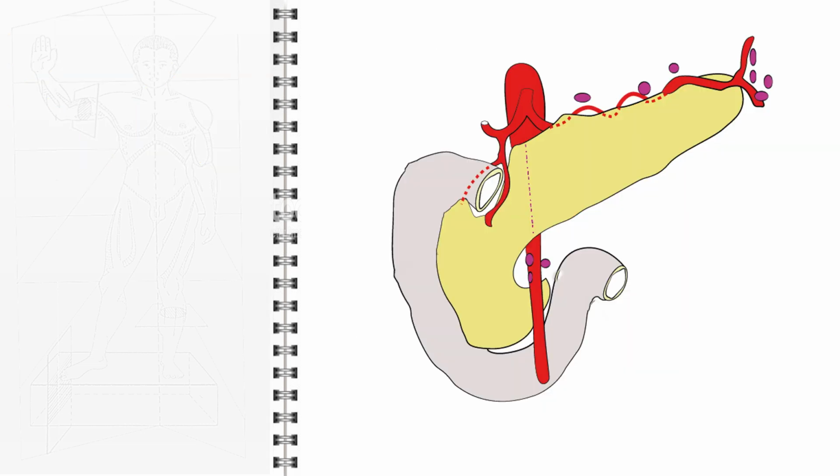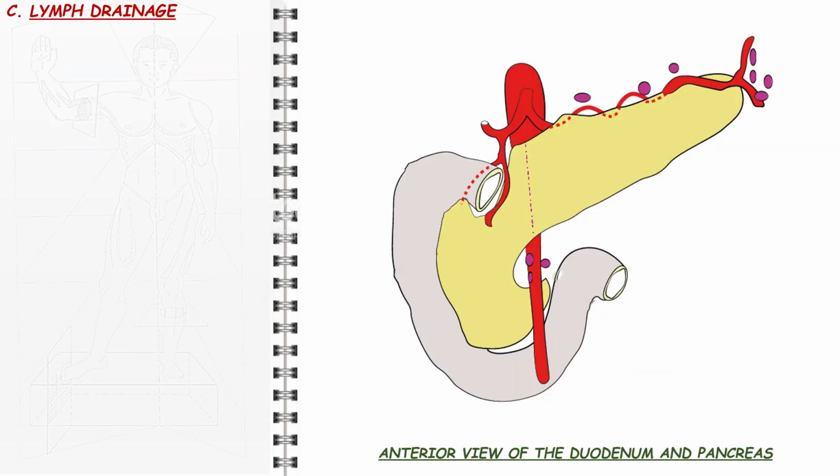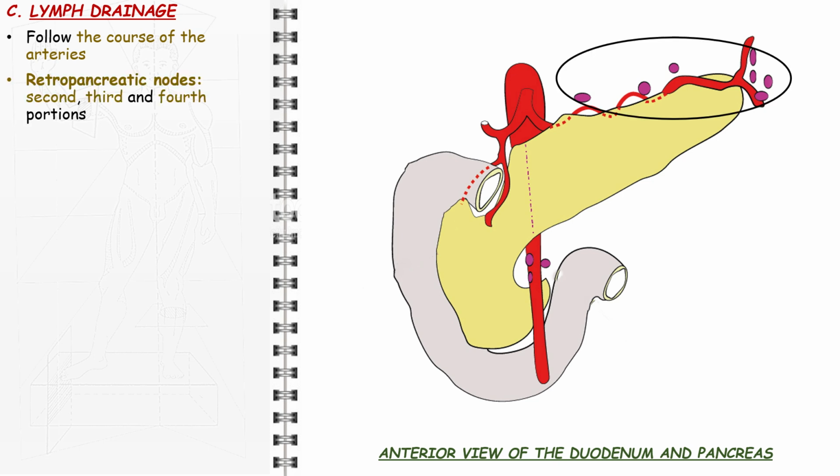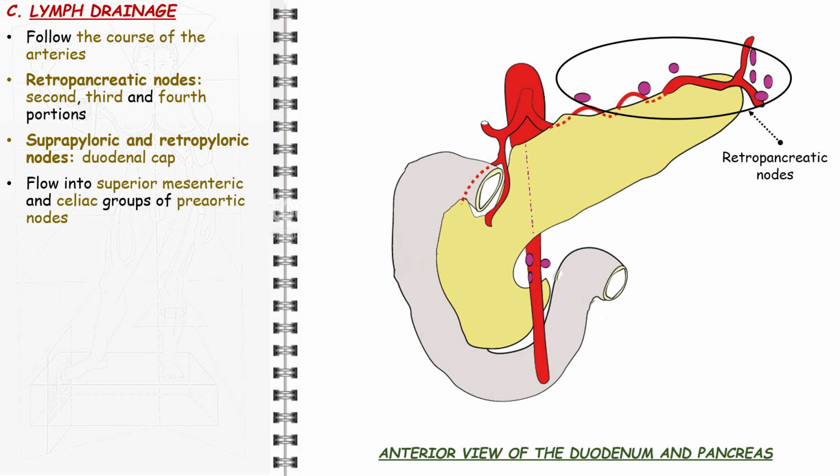The lymph drainage of the duodenum follows the course of the arteries. The retropancreatic nodes drain the second, third and fourth portions. The suprapyloric and retropyloric nodes drain the duodenal cap. These nodes flow into the superior mesenteric and celiac groups of preaortic nodes.